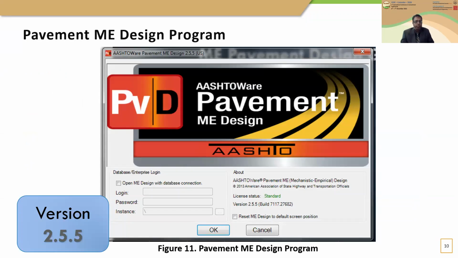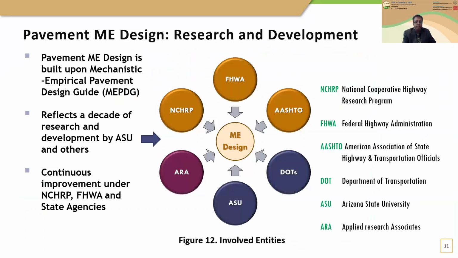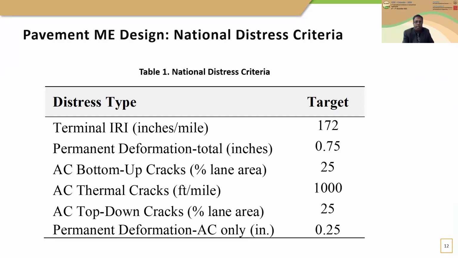Now let's move on to ME design. MCDOT started using ME design since 2019 in parallel with the 1993 method. Unlike 1993 method, ME design is based on decades of research, mechanistic behavior of the pavement structure, and on performance criteria. National performance criteria is shown in Table 1. For example, the International Roughness Index, IRI, value is set to 172. And when IRI exceeds 172, the pavement is considered failed.